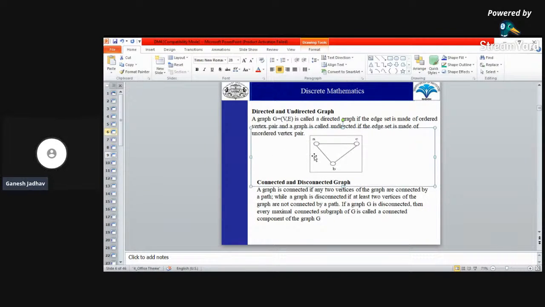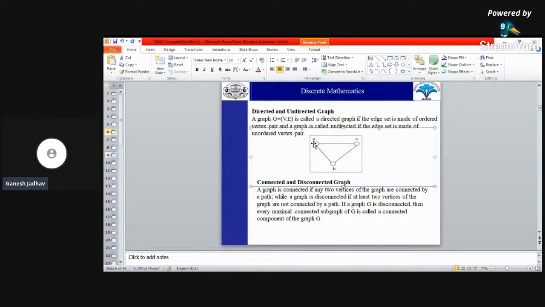So here is an undirected graph with A, B, C. Directed means the connection has a direction: A to C, C to B, and B to A. So this is a directed graph, but this is the undirected graph. Is there any arrow here indicating a direction? No. So we can say that this is the undirected graph.